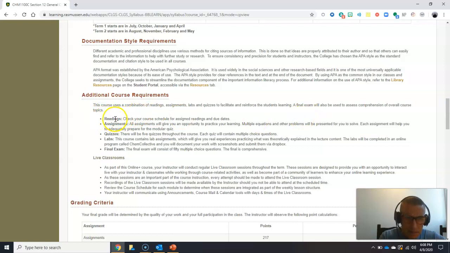You'll have to do some readings. You'll be given some assignments. Now be aware that the initial assignments that you see don't have a point value, but are very important in terms of learning the core material. After that, there are quizzes that you have to take, usually one per unit. Labs, one, two, or three per week. And then there's a final exam.